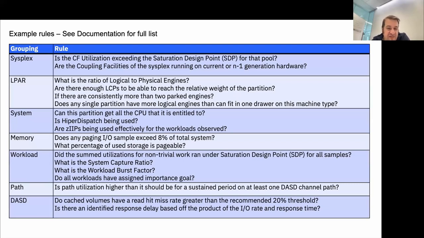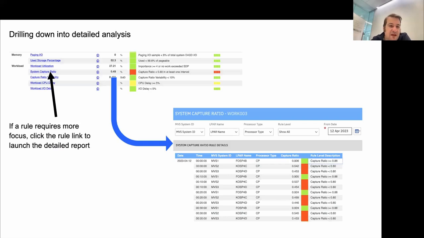Do you have a lot of parked engines at the higher end, or zIIPs being efficiently used? Other calculations are being run there within that. So you can go and look at the documentation for the full list. The rules are automatically applied when the data is there to be applied within the environment. So there is no configuration required in order to run those particular rules.